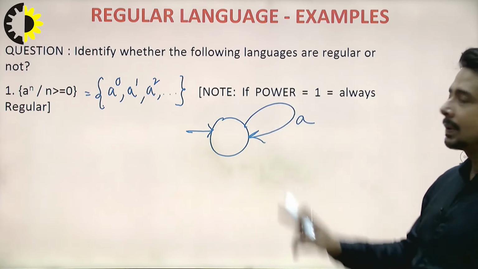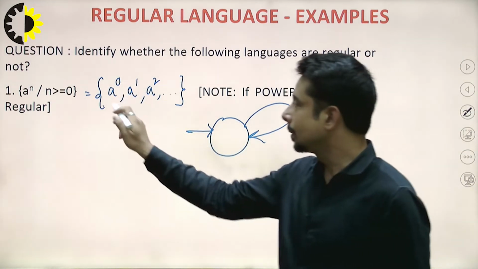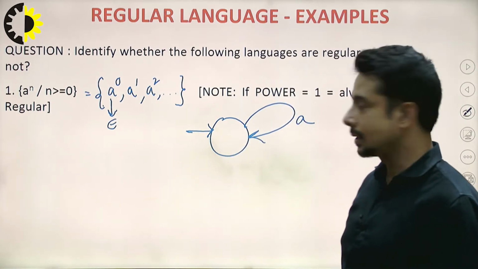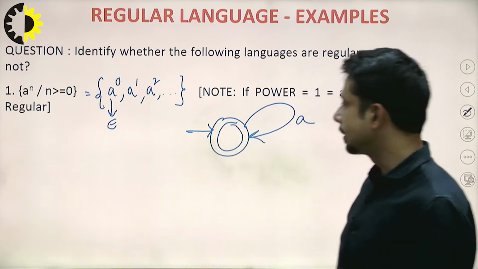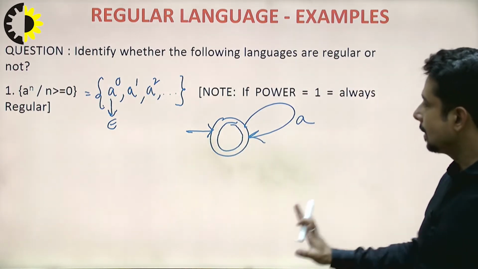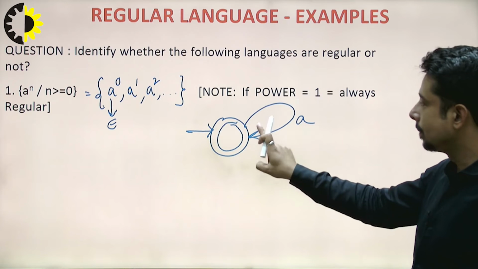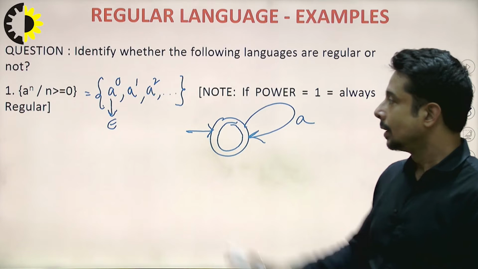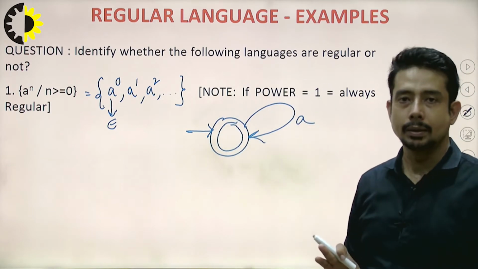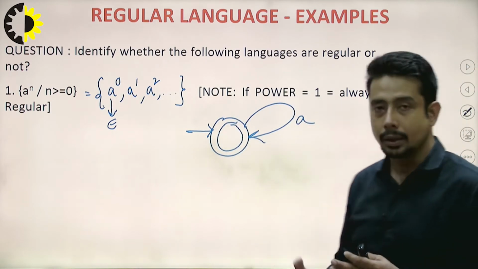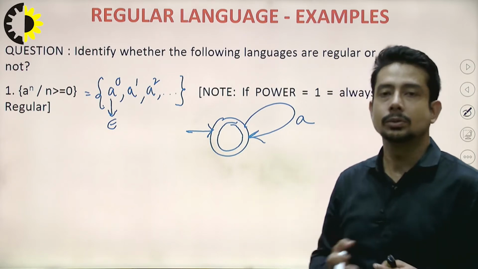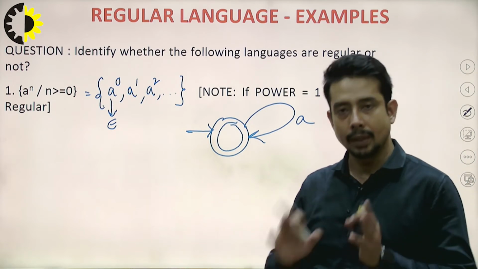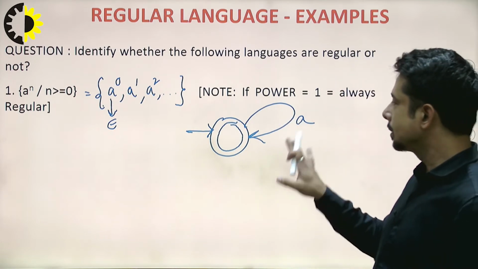This is a simple loop, but a to the power 0 means epsilon. That means the initial state should be a final state. So can I make this a final state? Yes, I can. So I can design a finite state machine for this language, since we do not include any kind of memory part. Memory means counting or comparing. These three things should be remembered by you: memory, counting, or comparing. I will let you know about this. But here it's not a memory concept.